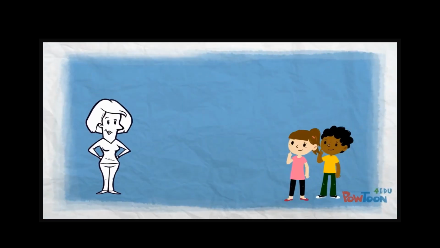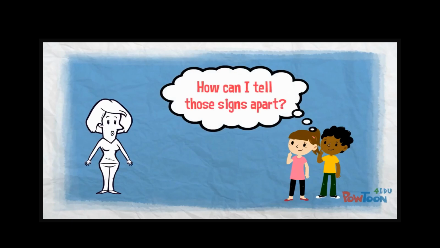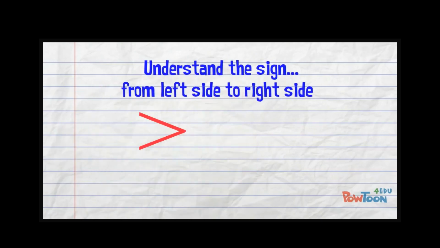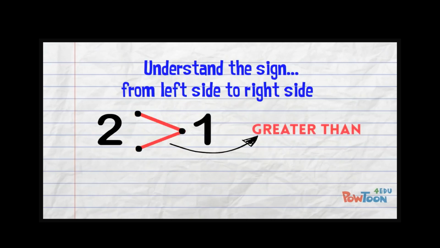Right about now, you might be thinking, how can I tell those signs apart? I'll explain the sign and you're going to get it very quickly. We understand the sign from left side to right side, like reading a word on a page. On the left, I see 2 points, and on the right, there's 1 point. 2 is greater than 1. This is the greater than sign.